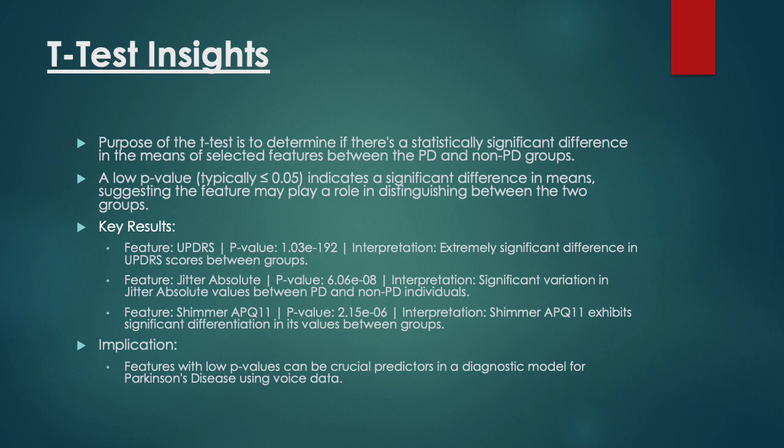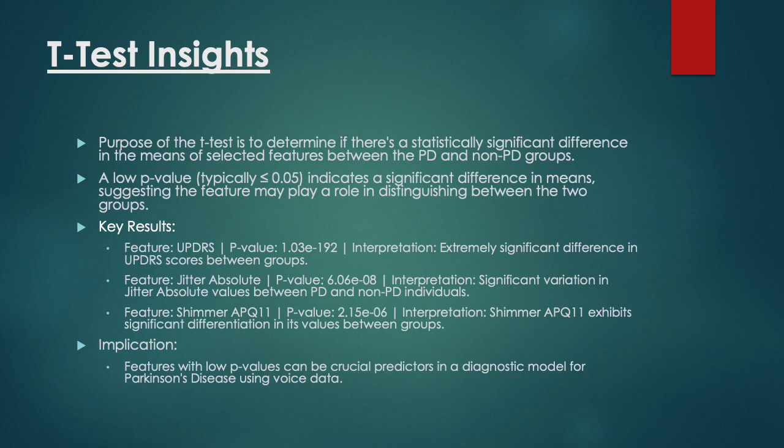The purpose of the t-test is to determine if there is a statistically significant difference in the mean of selected features between the PD and non-PD group. The main objective of our project is to identify salient voice features that could distinguish between people with PD and those without. By applying the t-test to each voice feature, we can determine which features show a statistically significant difference in mean between the PD and non-PD group. This assists in selecting relevant features for potential diagnostic purposes.